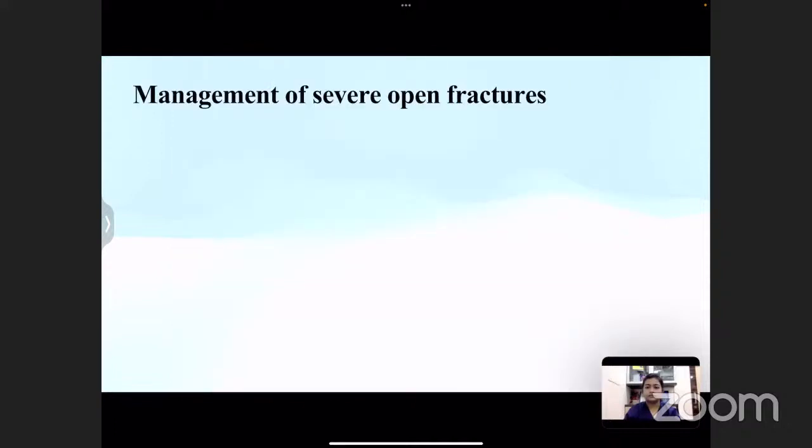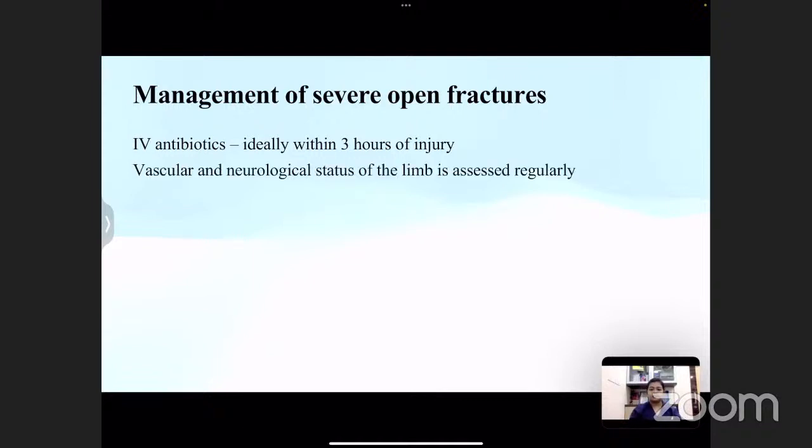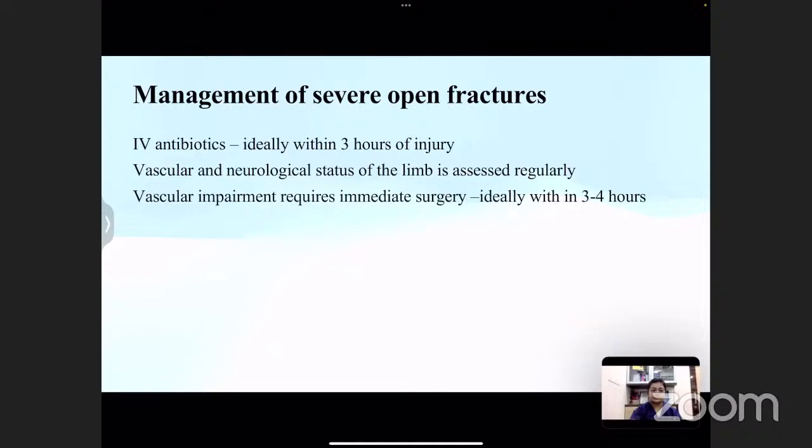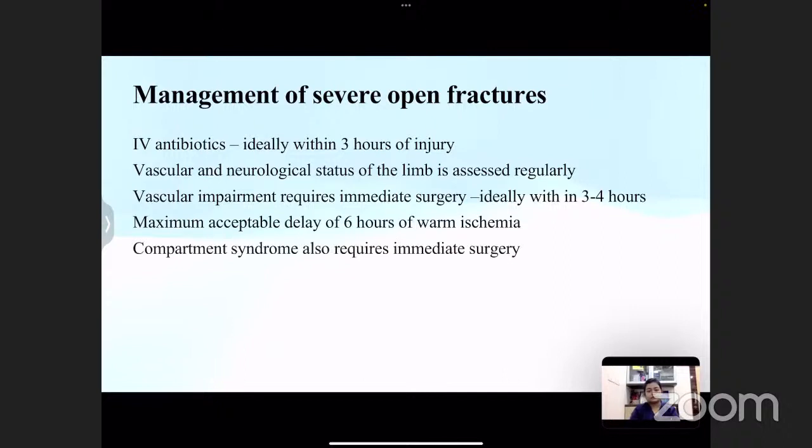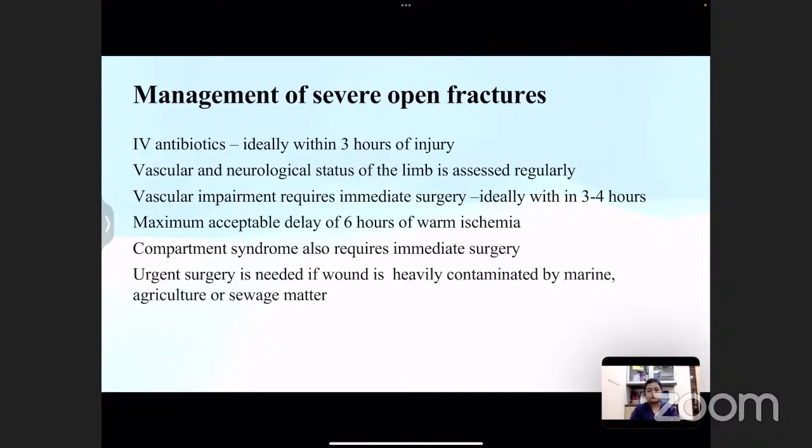For management of severe open fractures, as we know, the BOAST and BAPRAS protocol: IV antibiotics ideally within 3 hours of injury. The vascular and neurological status of the limb is assessed regularly. Vascular impairment requires immediate surgery, ideally within 3 to 4 hours. That's where the multidisciplinary approach comes into play. The maximum acceptable delay is 6 hours of warm ischemia. Compartment syndrome also requires immediate surgery, and urgent surgery is needed if the wound is heavily contaminated by marine, agricultural, and sewage matter.